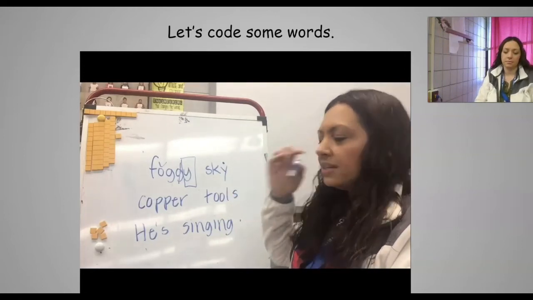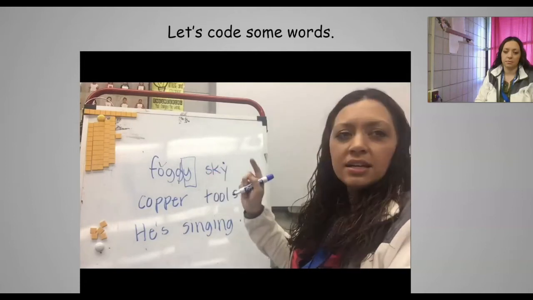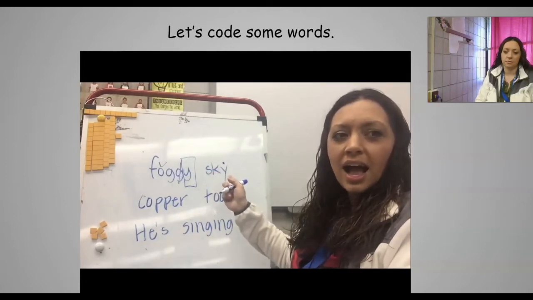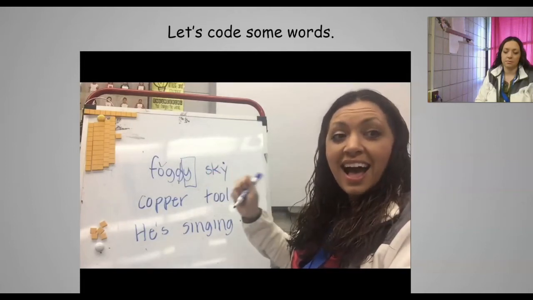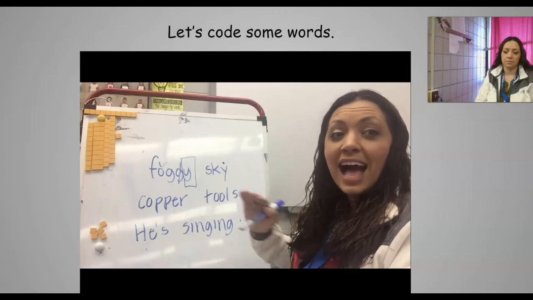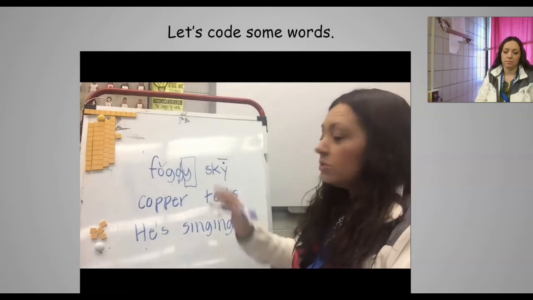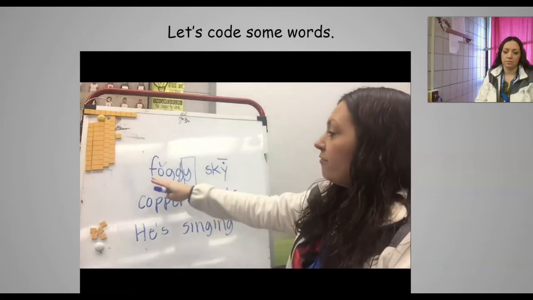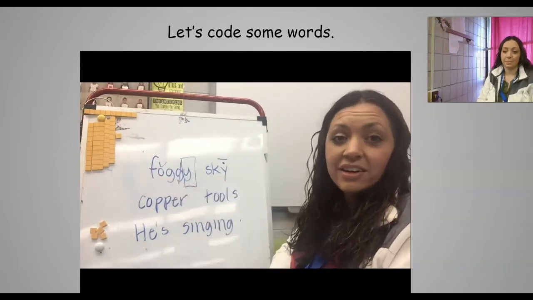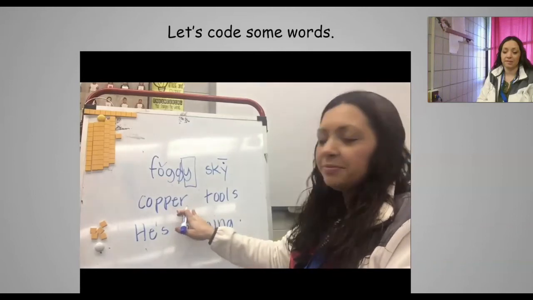So let's think about this. I have sk, I, very good. And remember, if it's saying I and saying its name, it's that long sound. So sk, I. So we have foggy sky. Very good. All right, let's look down here.